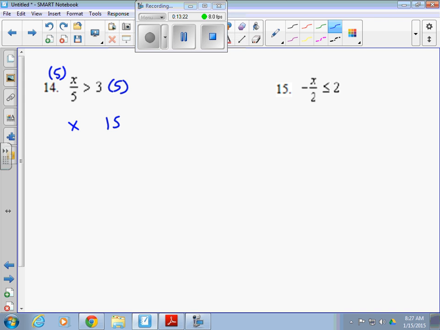But we don't multiply by positive numbers to reverse the symbol. We would have had to multiply by a negative number. So we're going to leave it say greater than, just like it is. X is greater than 15.